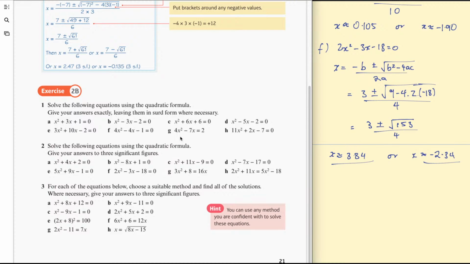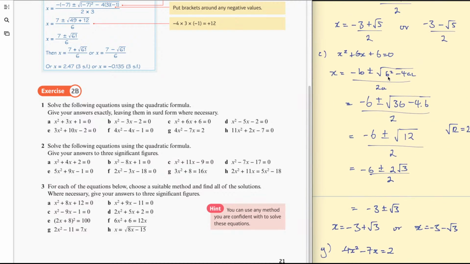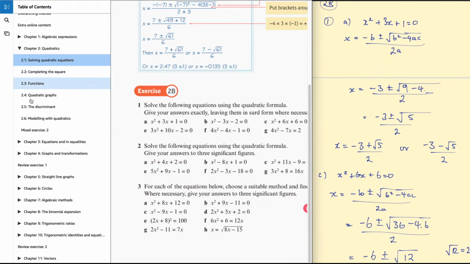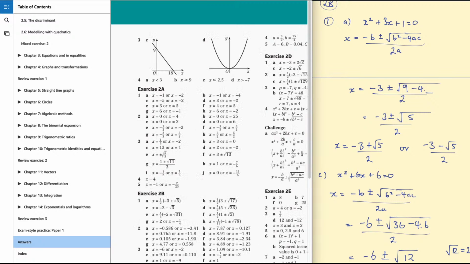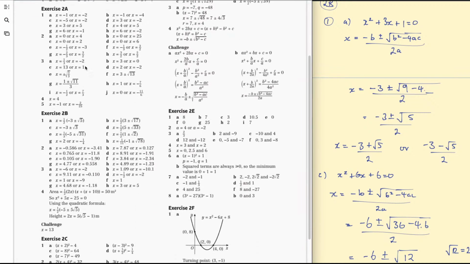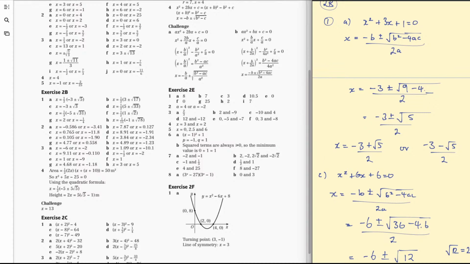Okay, so we're checking the answers to these. So we've done questions 1 and 2 so far. Alright, alrighty. And we're doing exercise 2B. Exercise 2B, 1A was, they've written it slightly differently. They've written it as half negative 3 plus or minus root 5. That's the same as saying negative 3 plus root 5 on 2 and negative 3 take root 5 on 2. So this is fine.